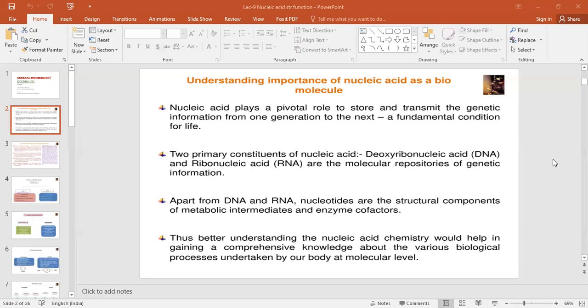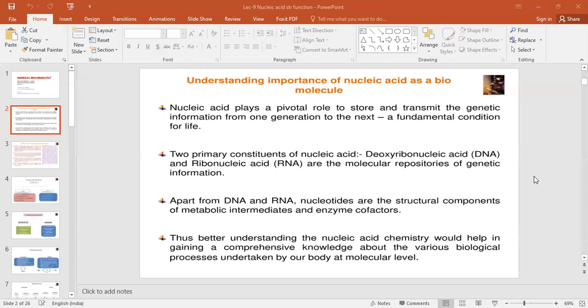This DNA and RNA are made of many nucleotides. Means if there is a nucleotide chain, then we can call it a DNA and the RNA. But a simple nucleotide, or one nucleotide, two nucleotides, they act as structural components of the metabolic intermediates and also act as an enzyme cofactor. For example, NAD plus, FAD plus.